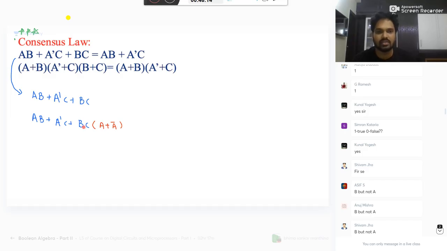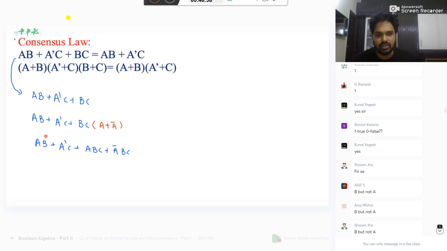Sir, can I do this? Yes, A plus A bar is 1. 1 into anything is anything only. So you can multiply with this. It will not affect your answer. It is the same. Okay. So now what is your answer? AB plus A bar C plus ABC plus A bar BC.